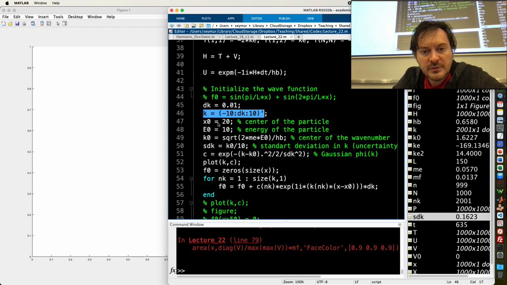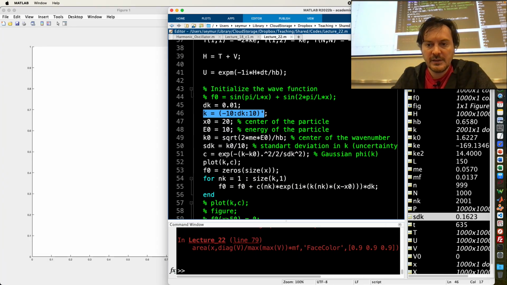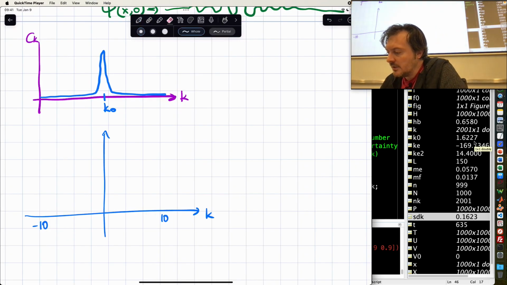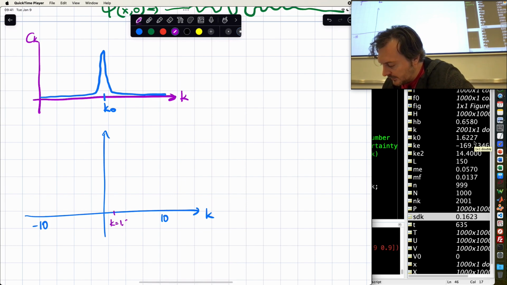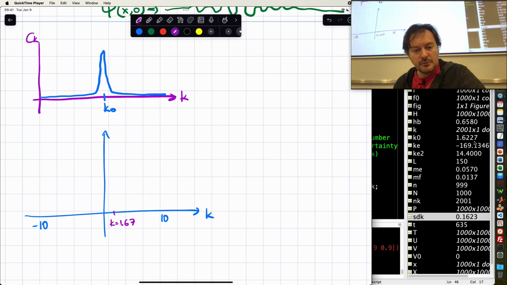I have a particle centered at x equals 20. Let's come back to that particle in a moment. Do you see the energy of the particle is set to 10? And that's where we derive our K0. What is K0, for example? 1.62, right? So we have decided to give our particle that much momentum. K equals 1.67, let's say. Okay? What do we want to do?